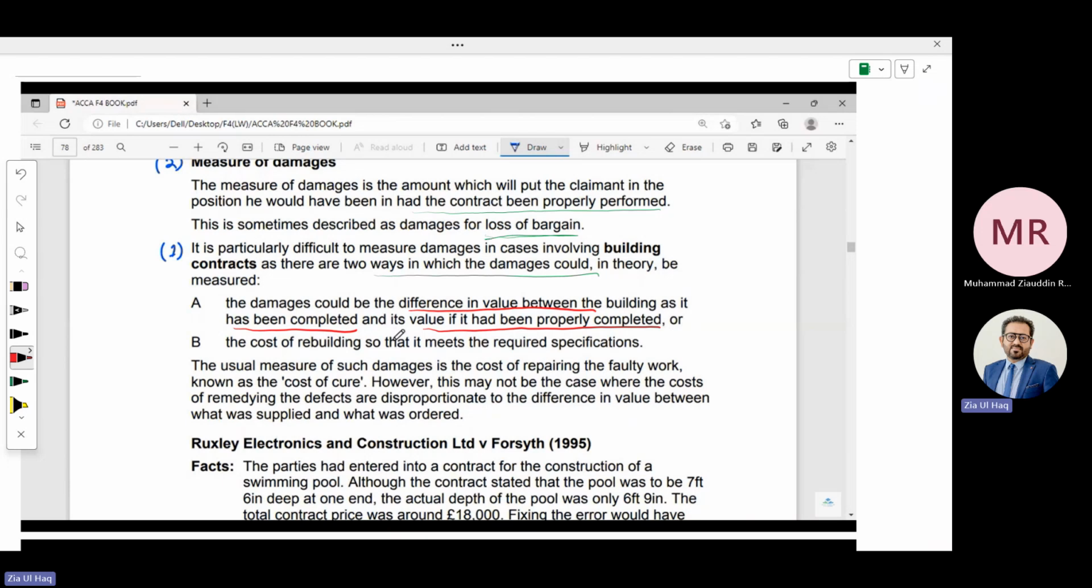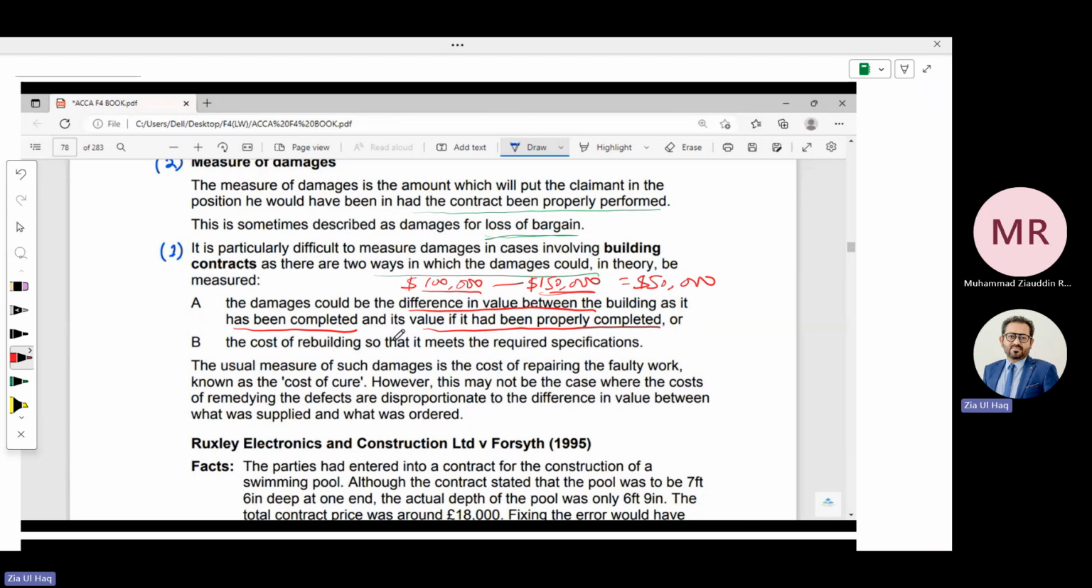Suppose he has completed the building 60%, and the value of 60% completion is, say, 100,000. But if the building was completed 100%, what could be the value? Say, 150,000. So the difference between if it had been completed properly and what he has completed, the difference is what? 50,000 will be damages that he needs to pay in case of breach of contract.